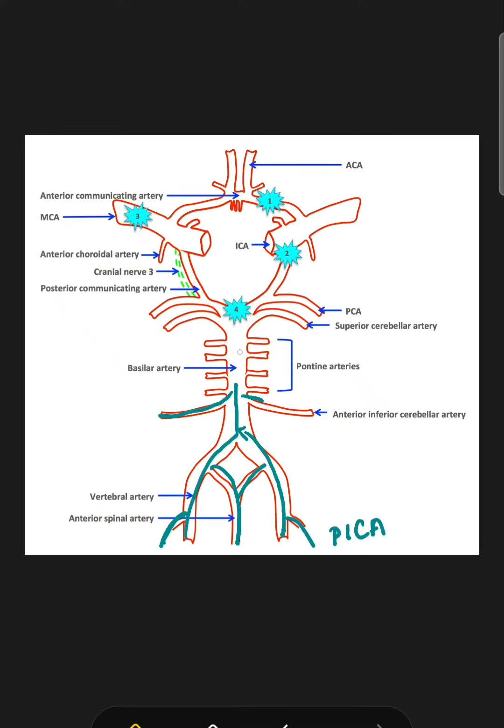Then as the basilar artery ascends across the pons, it gives many pontine branches and it terminates by giving two branches. One of them is actually a superior cerebellar artery and the other one is actually a posterior communicating artery. The posterior communicating artery is communicating with the internal carotid artery through this posterior communicating artery.